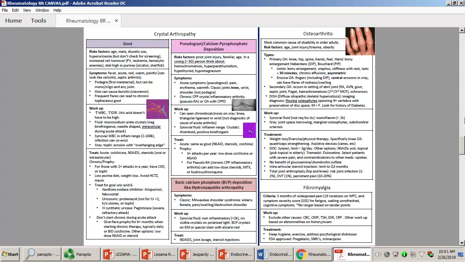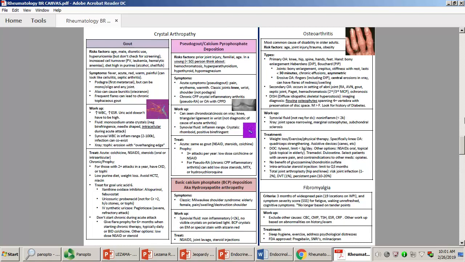And then also if they have chronic kidney disease with a creatinine of greater than 2, you don't want to do that either. There is IV synthetic uricase, so this is like rasburicase essentially. We have pegloticase for severe refractory attacks. You can actually give that as well. Don't start chronic therapy, obviously, during an attack. Give flare prophy for up to 6 months when starting chronic therapy, typically daily or BID colchicine. So while initiating allopurinol, give them prophy for a potential acute flare as well.